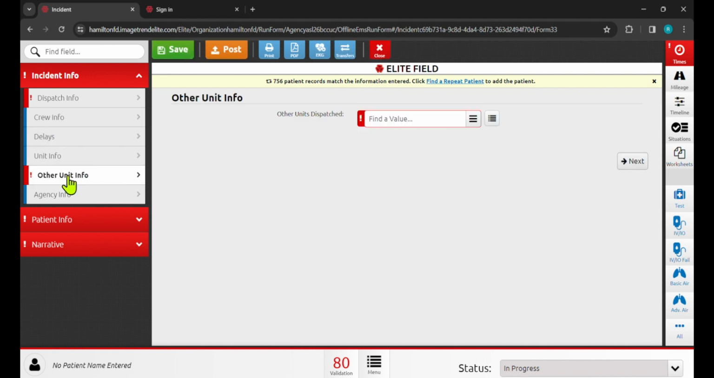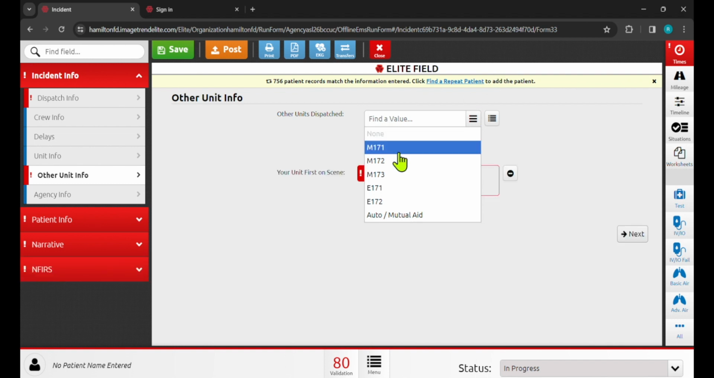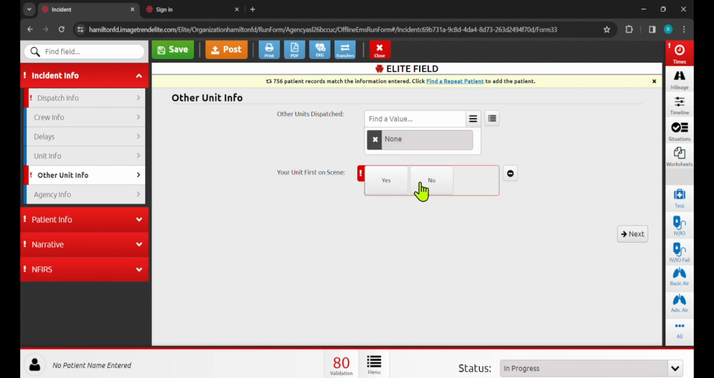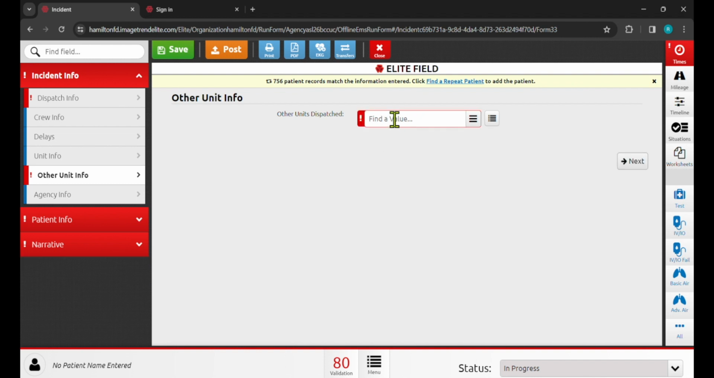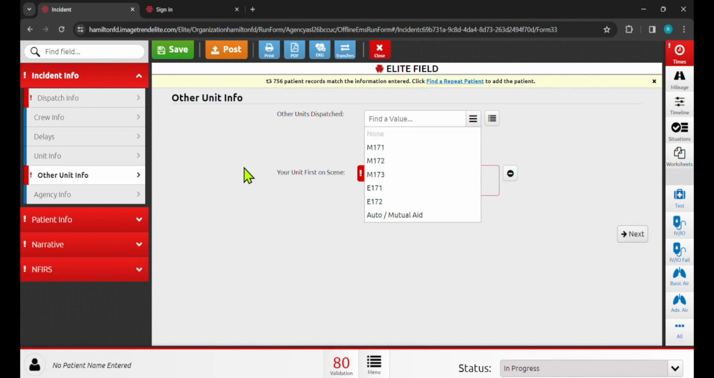This is important to document accurately, and this is who was on this run with us. Now, oftentimes it's just you. You would select none. Were we first on the scene? This is where my next two or three steps might not make much sense. Just know that this is how we had to build it to make the function work the way we needed it to.